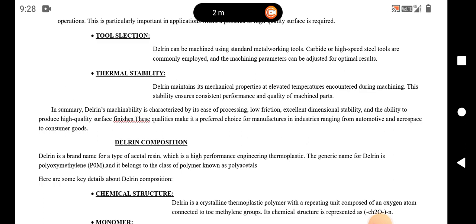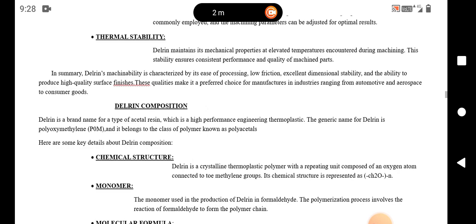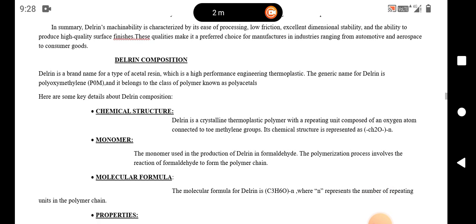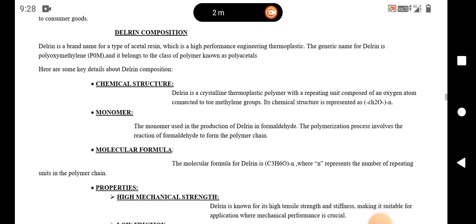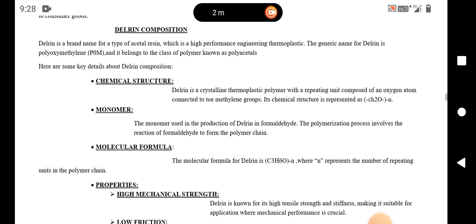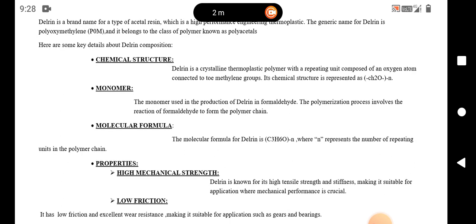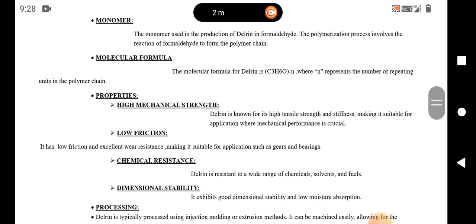Composition: Delrin is a brand name for a type of acetyl, which is a high performance engineering thermoplastic. The generic name for Delrin belongs to the class of polymers known as polyacetal. Here are several key points about Delrin composition. Monomer: the monomer used in the production of Delrin is formaldehyde. The molecular formula for Delrin is C3H6O, representing the repeating unit in the polymer chain.